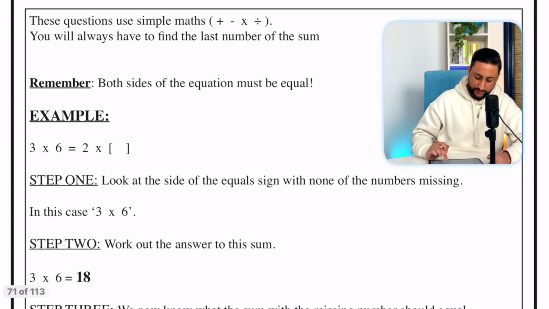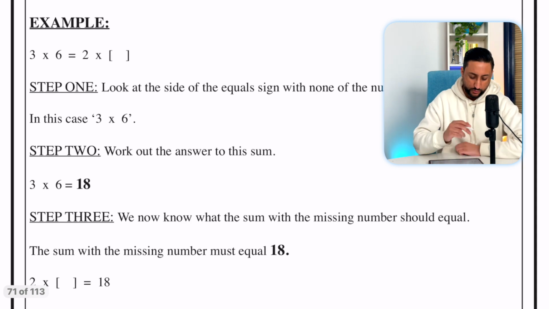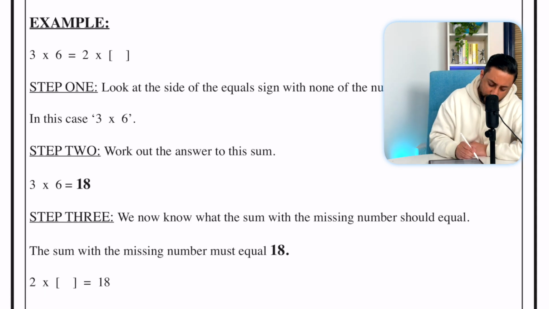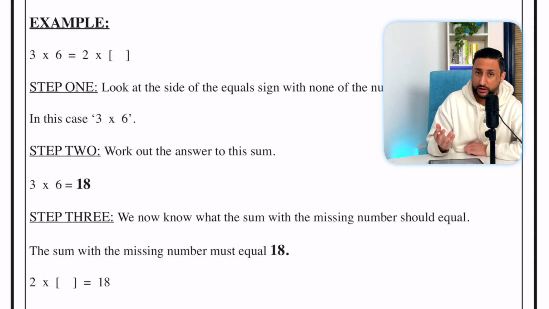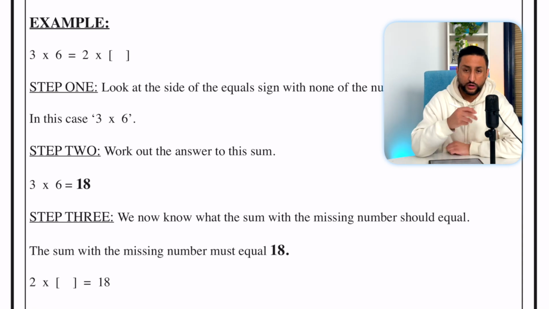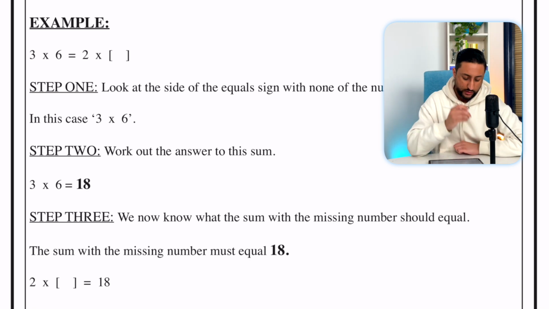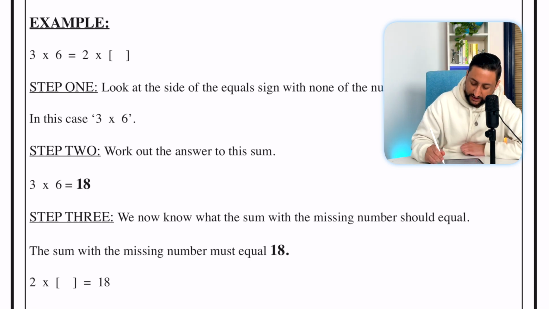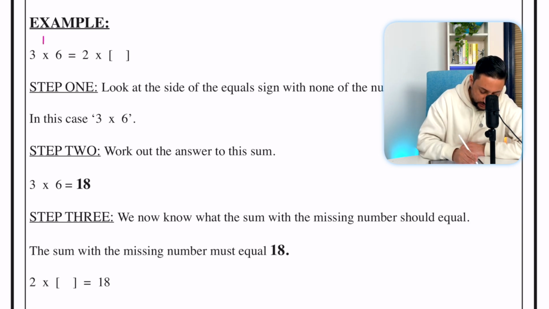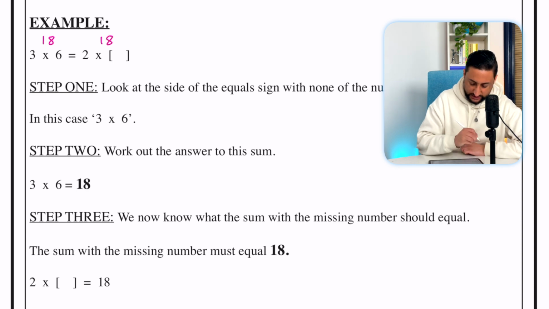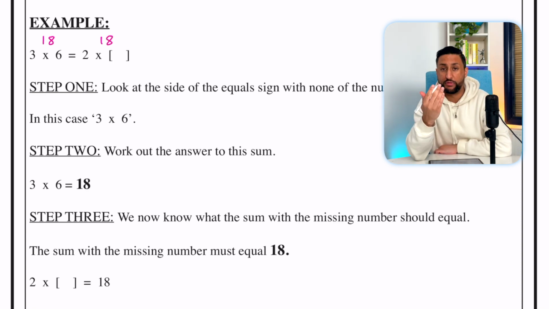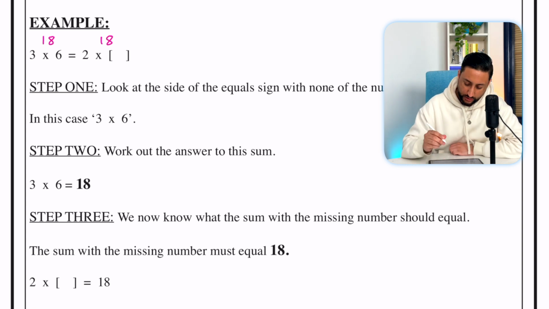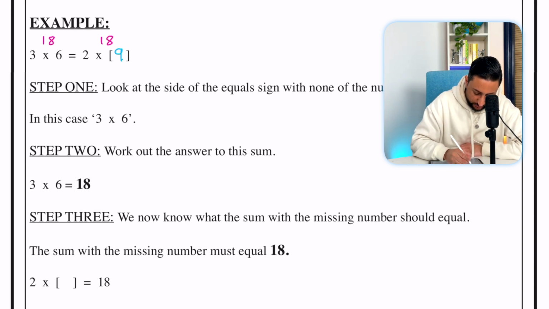So let's take a look at the example. Really straightforward example. To start with, we've got 3 times 6 on the left-hand side and 2 times something on the right-hand side. So what I like to do is on the left-hand side, add the number that side equates to. So for example, this one, 3 times 6, we're going to write 18 up here. And that tells us this side also has to be 18. So 2 times something is 18. Therefore, the answer for this one will be 9.